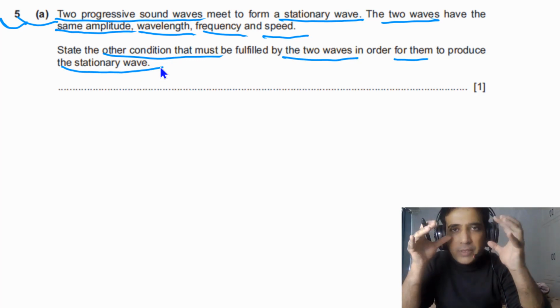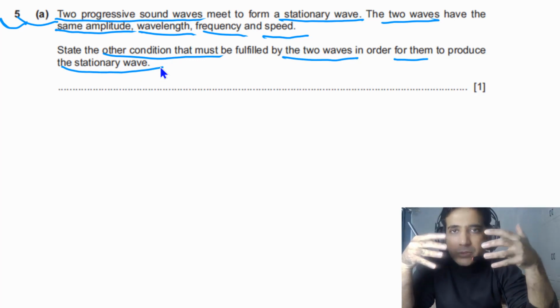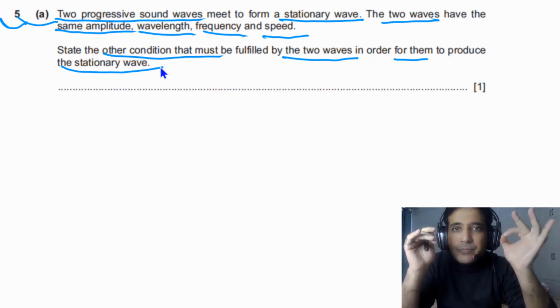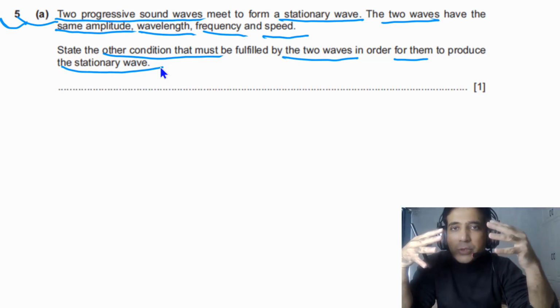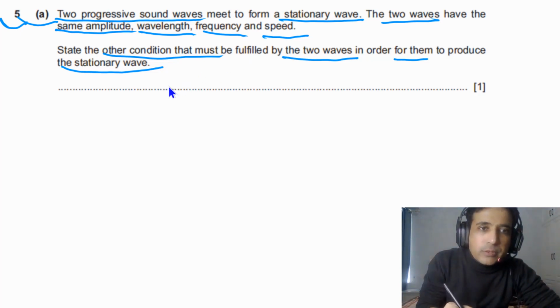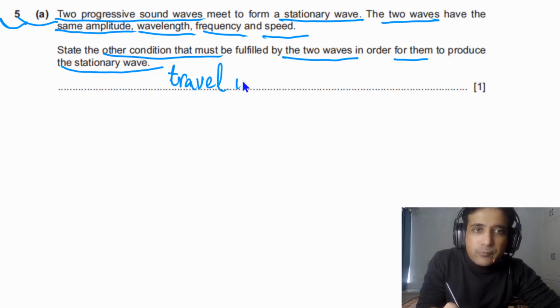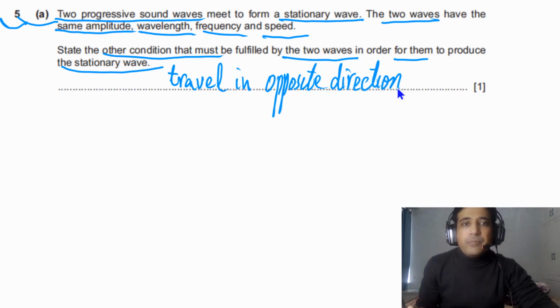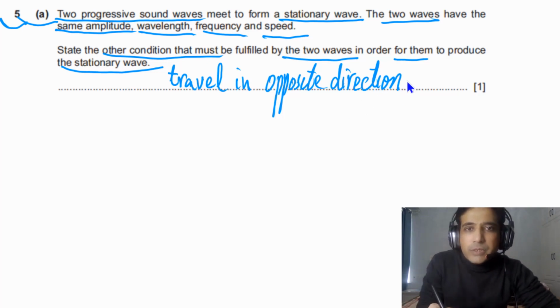Two progressive waves can form a stationary wave if they have the same speed, the same amplitude, the same wavelength, and the same frequency. Only if these two waves are traveling in opposite directions, then they can form a stationary wave. So simply for this question, you need to write down travel in opposite directions. Those two waves have to travel in opposite directions. If they travel in opposite directions, they can form a stationary wave if they have the same amplitude, wavelength, speed, and frequency. So we can say travel in opposite directions.